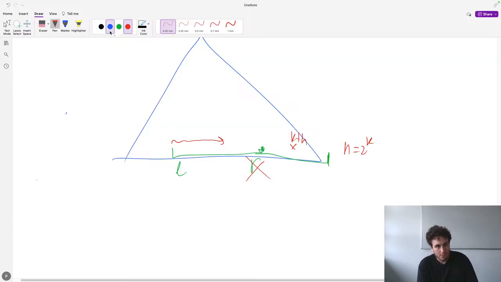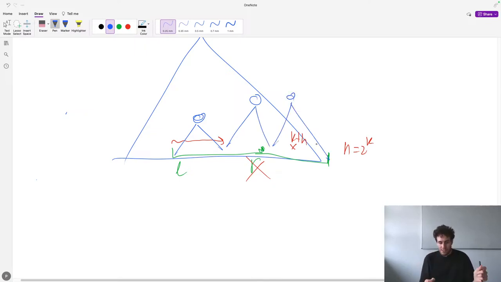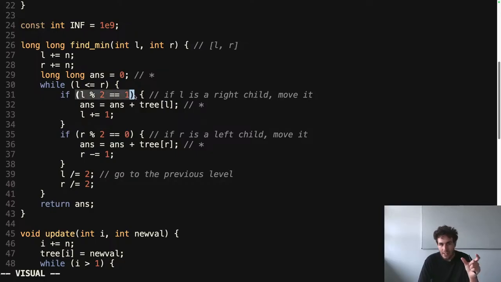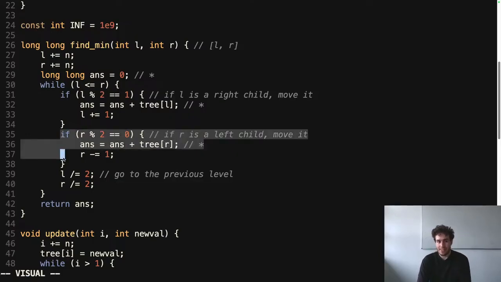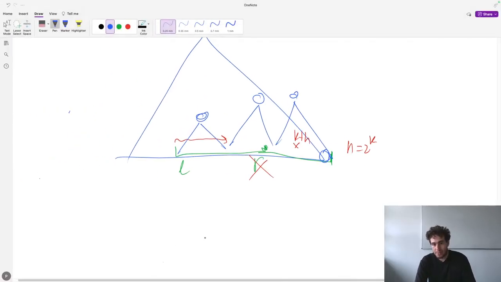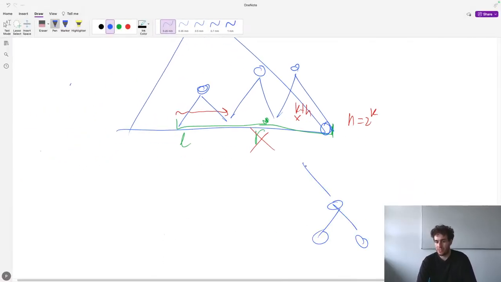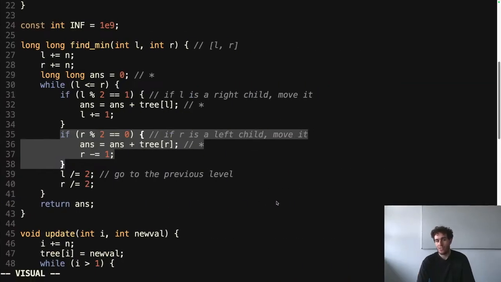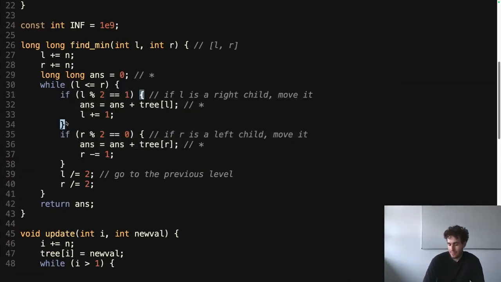There are some vertices, like this vertex, that represents this segment. There is some vertex here that represents this segment, and some vertex here that represents this segment. So whenever we have a right child here, we take this segment and move it. Whenever we have the left child here, we move it and go up. The nice thing now is that this condition is never going to happen, because this is a perfect binary tree, so our right vertex is always a right child. So we're never going to do anything on the right. We're only going to do something on the left.